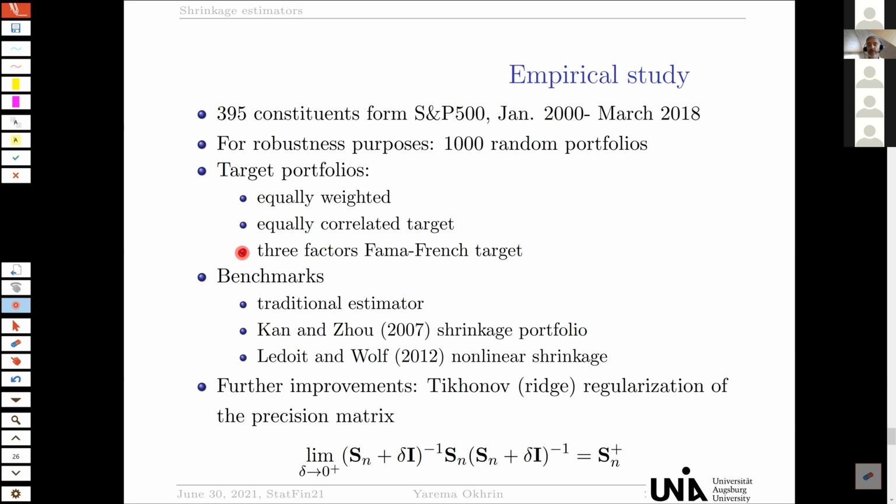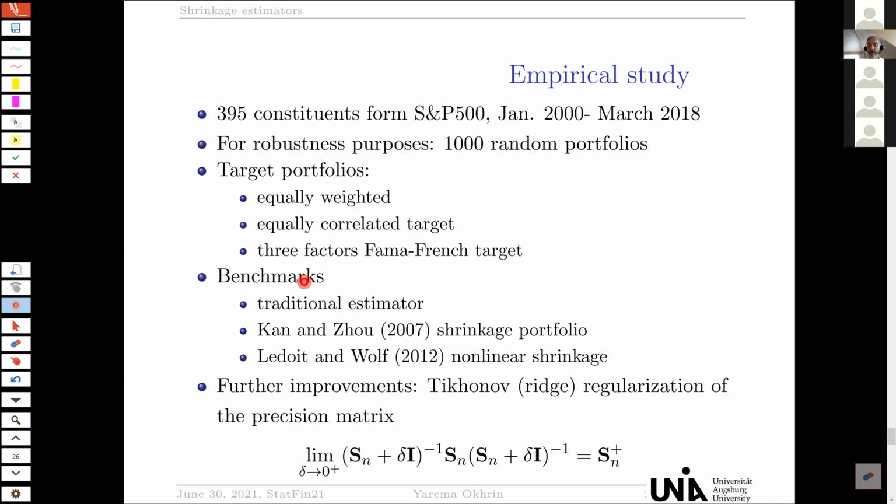And the third target we consider is the Fama-French target. You recall the high minus low, big minus small, and so on and so forth factors, and we use this factor model to estimate the covariance matrix of the returns. So it is based not on the historical data in the classical way, but on the three-factor model of Fama and French. So we have three targets.